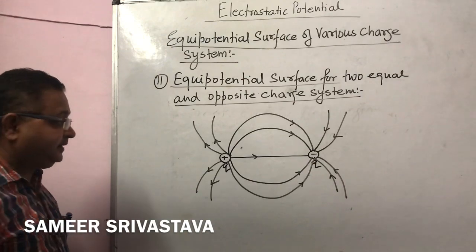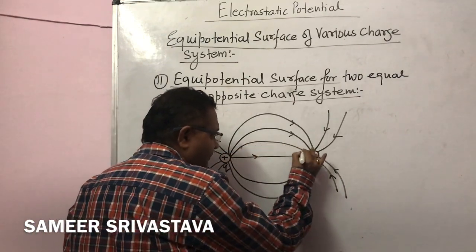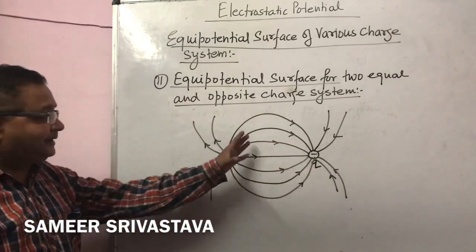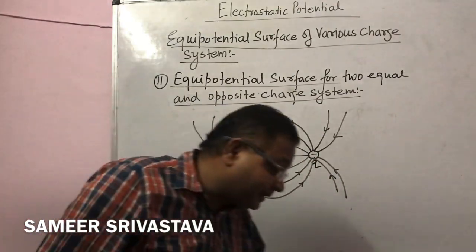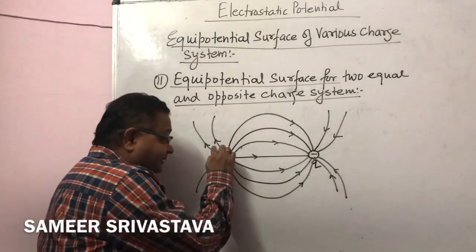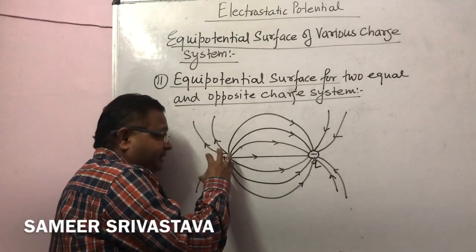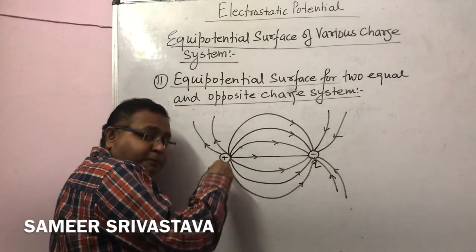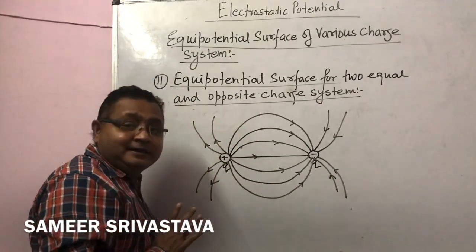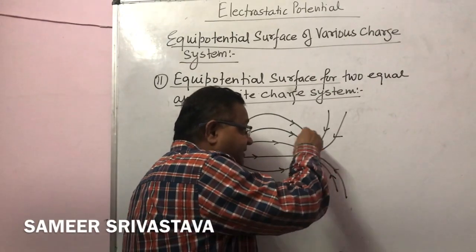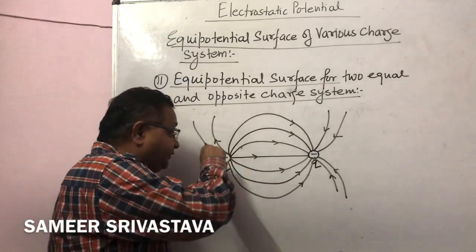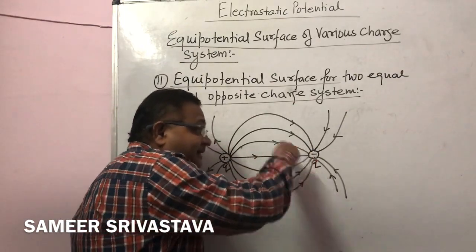These are the electric field lines. Like this, like this. So these are what? Electric field lines. And we want to make an equipotential surface. If I am taking only this charge, and this is a positive point charge, the equipotential surface must be concentric circles. It means the shape of the equipotential surface is concentric circles.